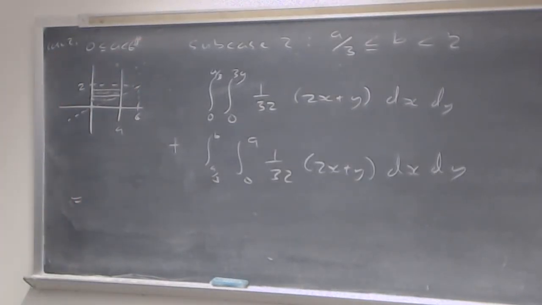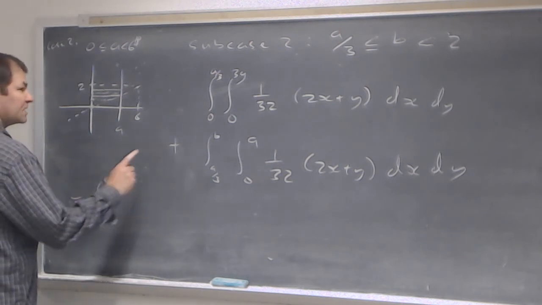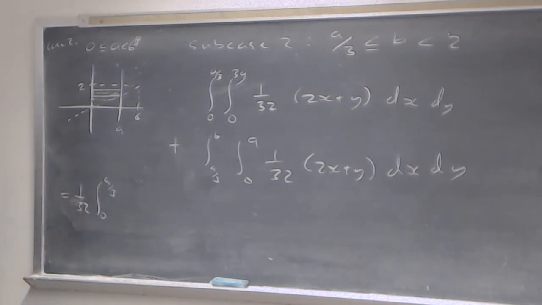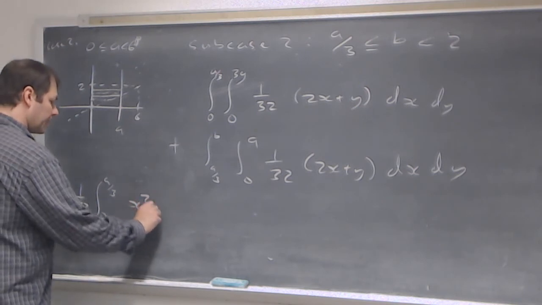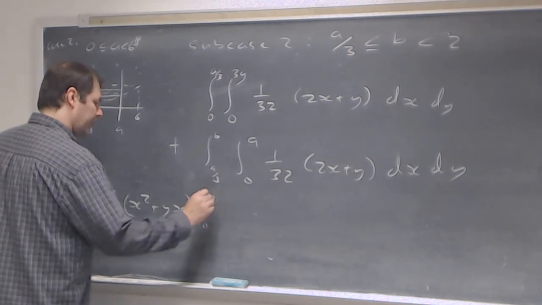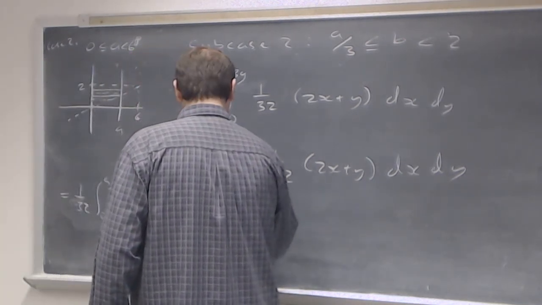In this way, it's a little tougher to do dx, dy, because we've got two double integrals, but we can do them. So 0 to a over 3 for the first integral. I'm going to pull out the 1 over 32. All right, so that's where we are. And then here, with respect to x, the antiderivative is x squared plus yx. Evaluate that from 0 to 3y. And then whatever I get, I integrate that with respect to y.